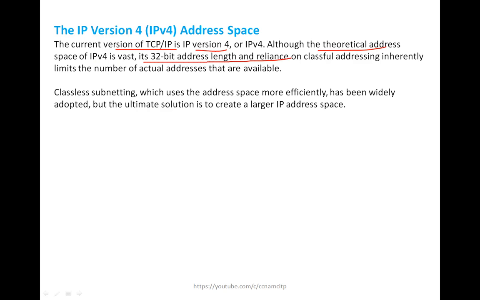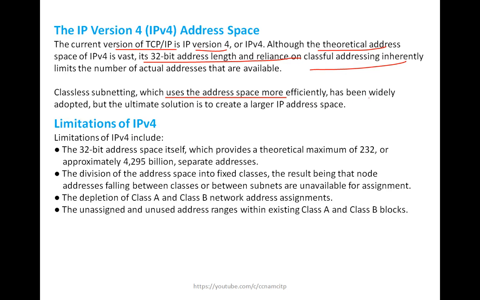It is a 32-bit address, basically, and it is classful, and it supports classless subnetting, which uses the address space more efficiently and has been widely adopted currently. It has certain limits, like the 32-bit address space itself, which provides a theoretical maximum of 2^32, or approximately 4295 million, separate addresses.